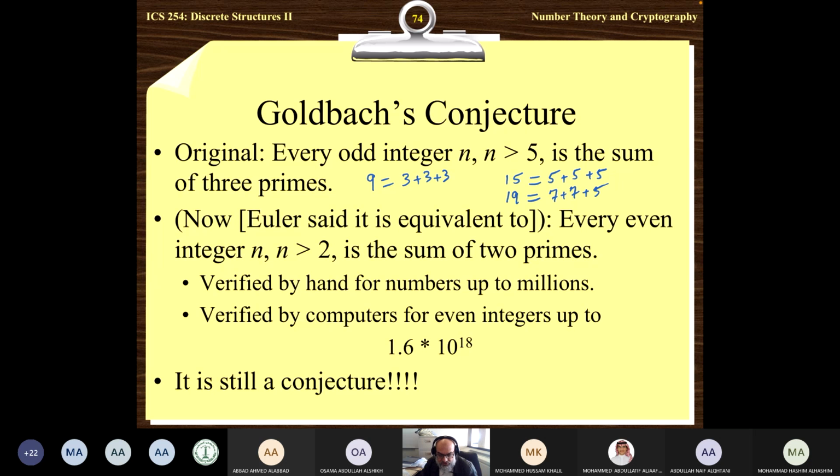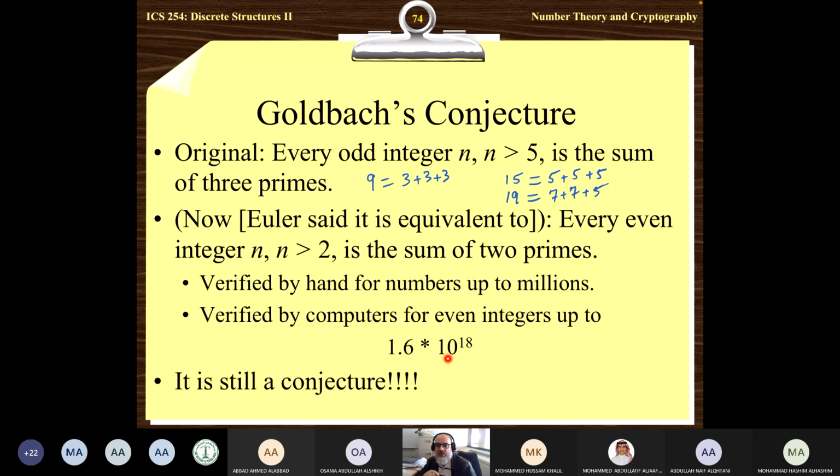Now, this conjecture was verified by hand for numbers up to millions. They did it by hand up to millions. And this was verified by computers for even integers up to 1.6 multiplied by 10 to the power 18.